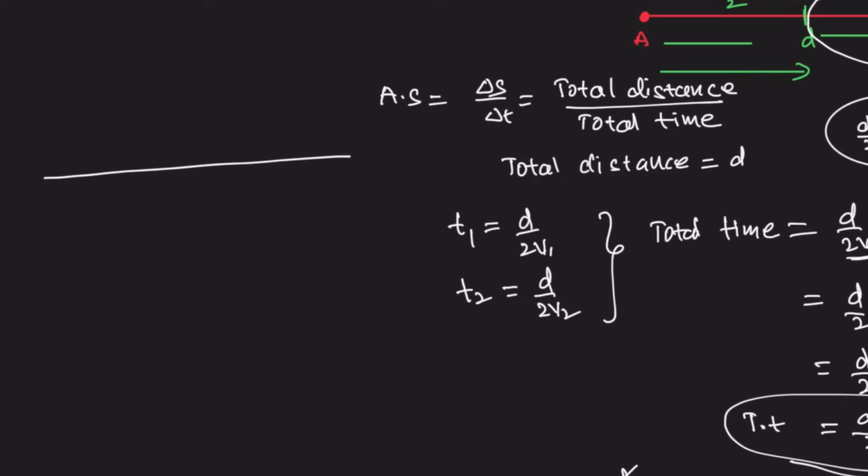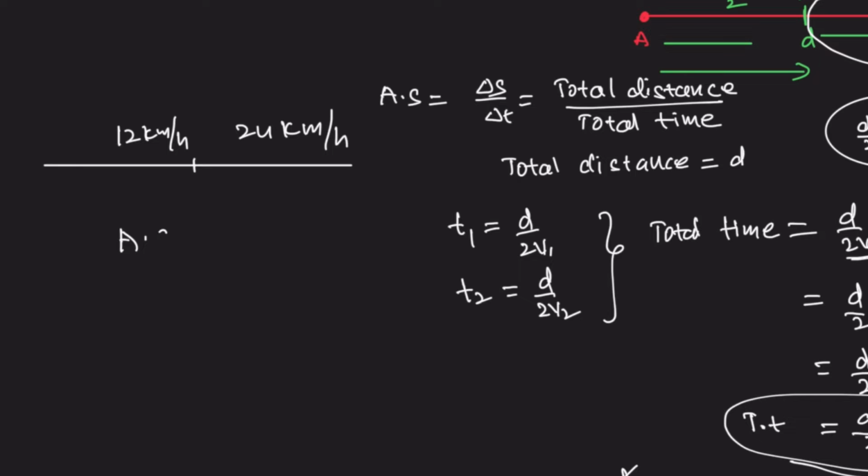A body is moving in a straight line. First half distance is covered with the speed 12 km per hour. Next half distance is covered with the speed 24 km per hour. Now what is the average speed? So just now we derived the average speed for this situation, that is 2 V1 V2 by V1 plus V2.